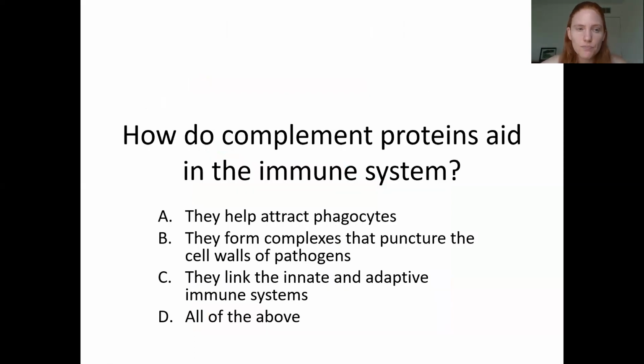Okay. So, how do the complement proteins aid in the immune system? They help attract phagocytes. True. They form complexes that can puncture the walls of the pathogens. True. They link the innate and adaptive immune system. True. So, all of the above.